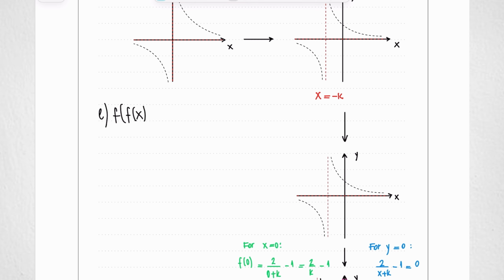Now, don't do what I'm doing right now. You want to be very organized when you're writing your answers in the IB exam. I'm just drawing multiple graphs and multiple diagrams to explain this with more detail, but you want to answer everything sequentially. Now, what is f of f of x?